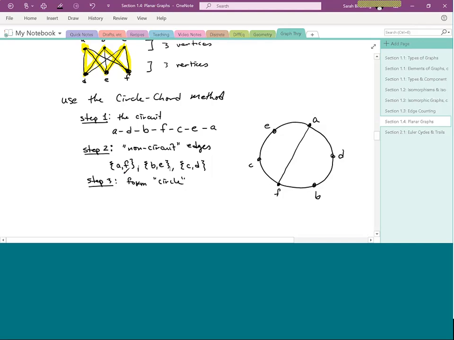Now, second edge is B to E. Here's B, here's E. I can't put the edge B to E on the inside of the circle here or the circuit because it would cross with AF. So where am I forced to put that second edge? Don't overthink it. If it's not inside, we've got to put it where? Yeah, we're going to have to put it along the outside. So I'm going to go ahead and put this guy along the outside.